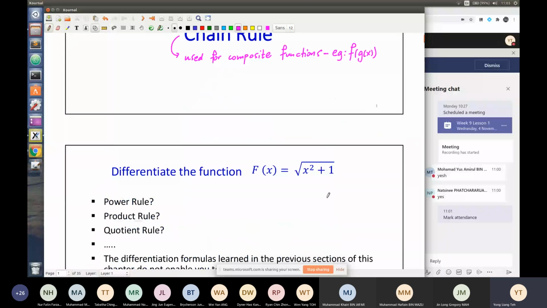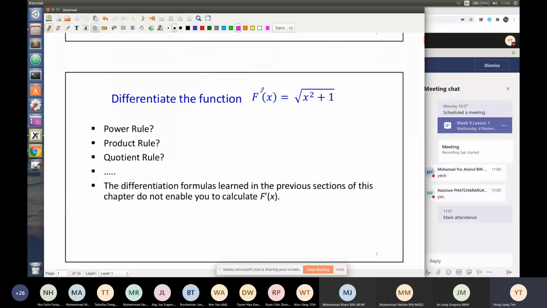If you look at this example, this big f of x is the square root of x squared plus 1. If you observe, taking x squared plus 1 and then the square root is not a function multiplied by another function. It is also not a function divided by another function. So you can't use the quotient rule or the product rule.